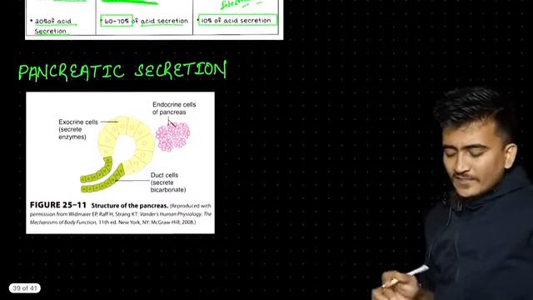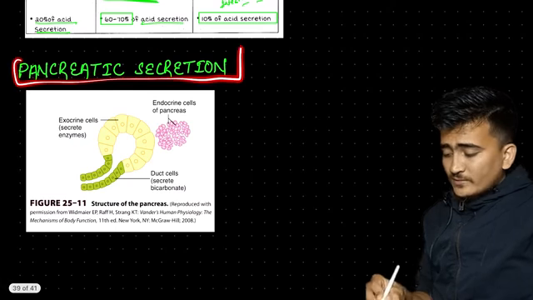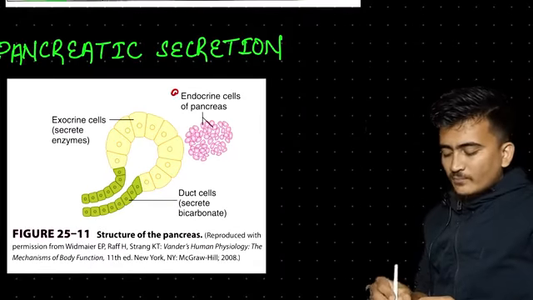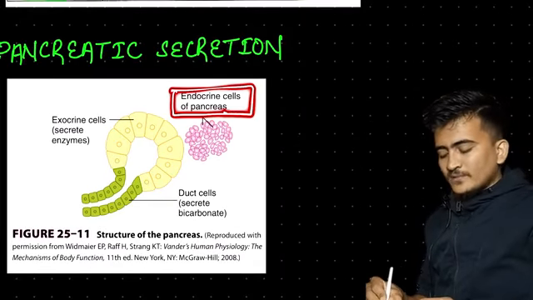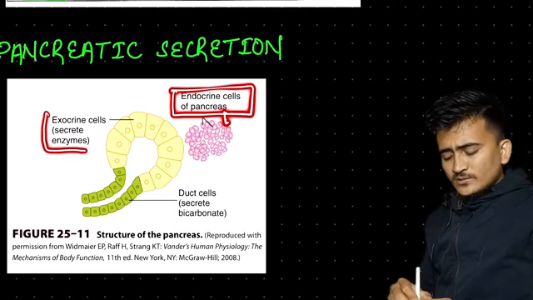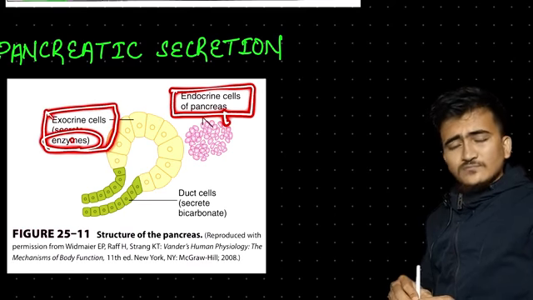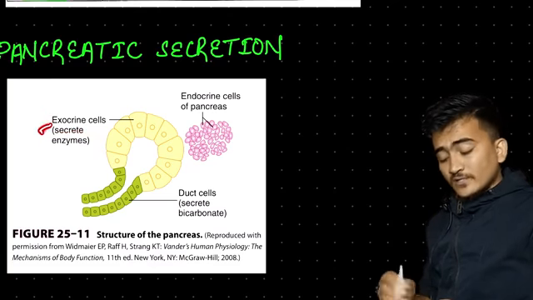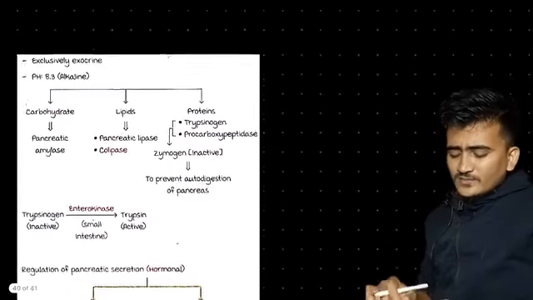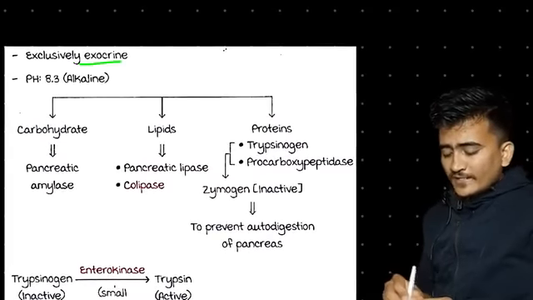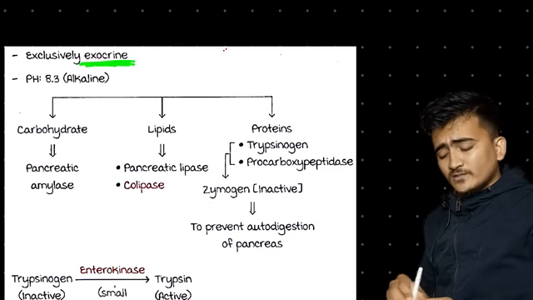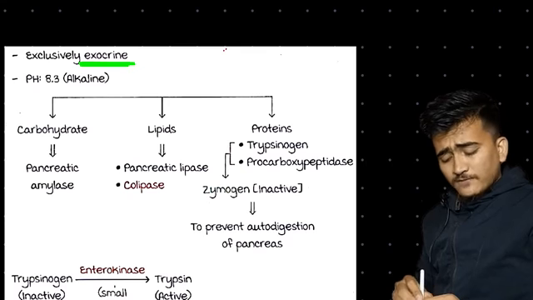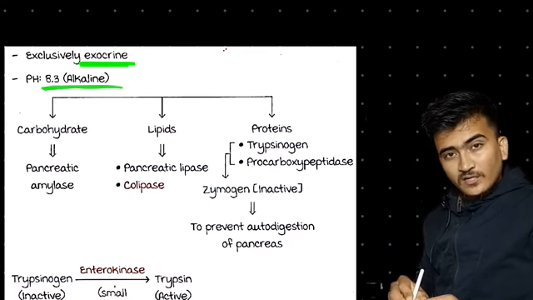Now moving into another topic, pancreatic secretion. Under this, initially we need to know that there are two parts of the pancreas. One is the endocrine part, endocrine cells that help in the production of hormones. Another is the exocrine cells that help in secretion of enzymes. In this chapter we'll be focusing on the enzyme part, that means the exocrine part of the pancreas. Talking about the pH of our pancreatic secretion, it is 8.3.